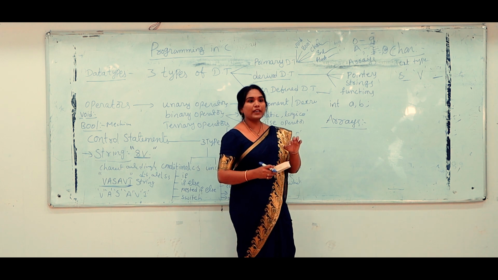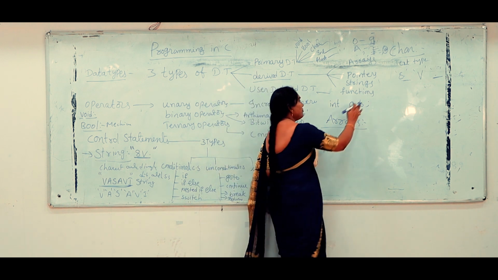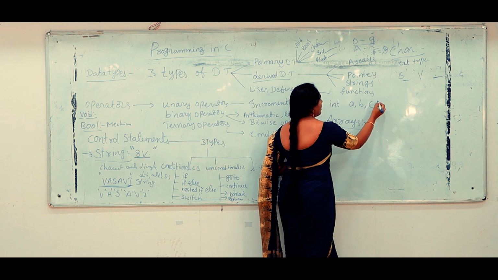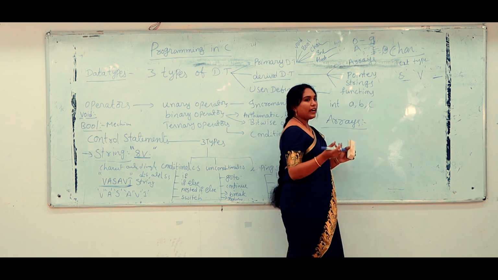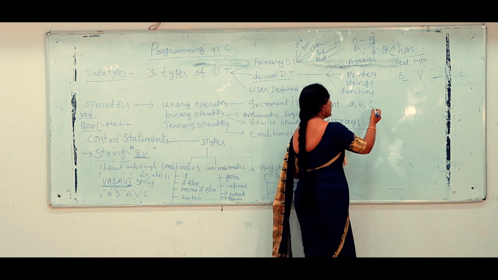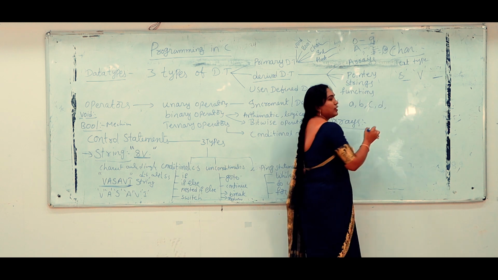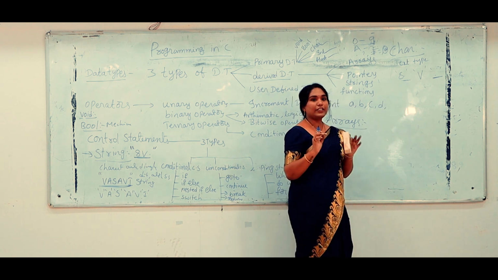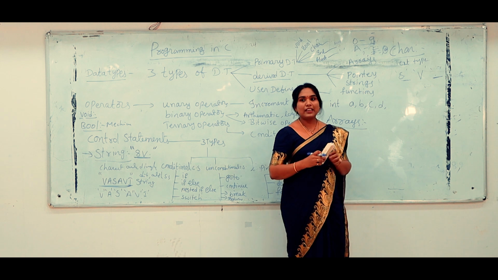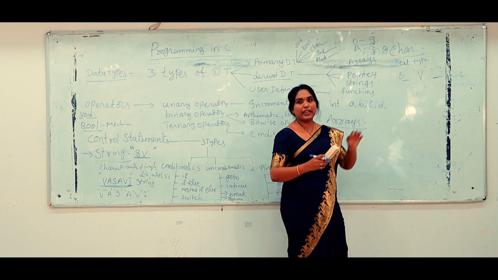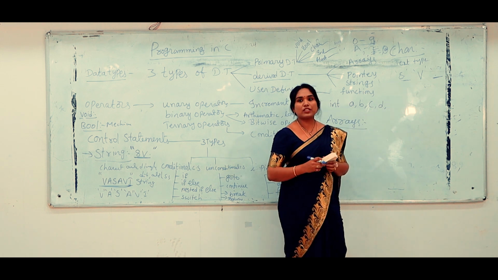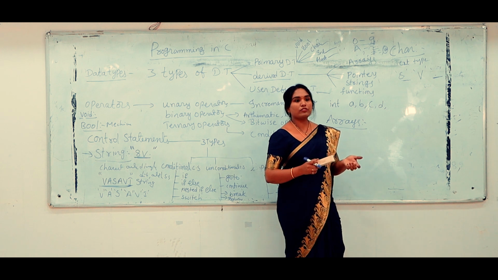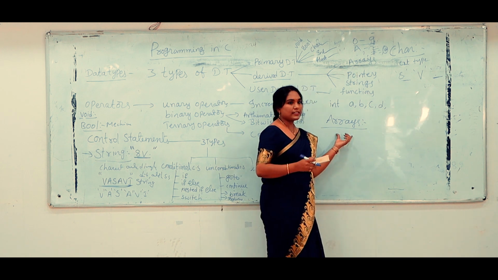For example, I want to add three numbers. At that time, how many variables are required? Three variables. Suppose I need to add four numbers, what can I do here? D. Suppose I need to add 100 numbers. Can I write 100 variable names? It is a waste of our time. Because of that, they introduced the concept of arrays.